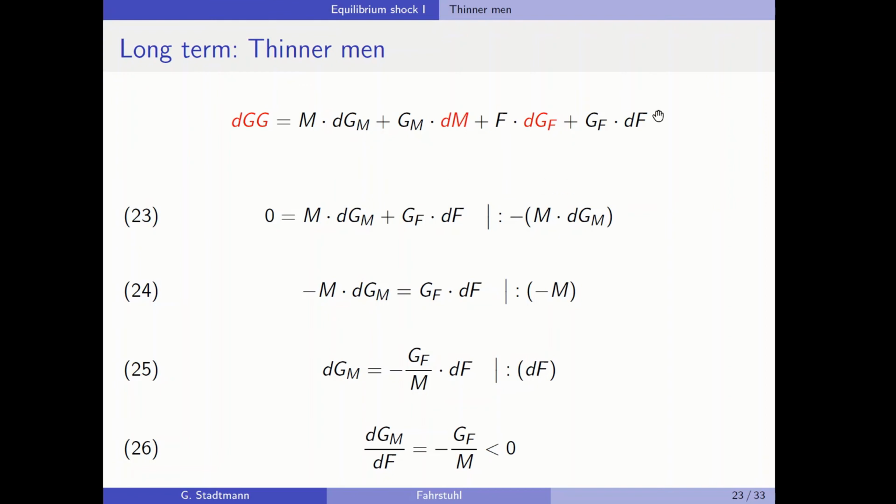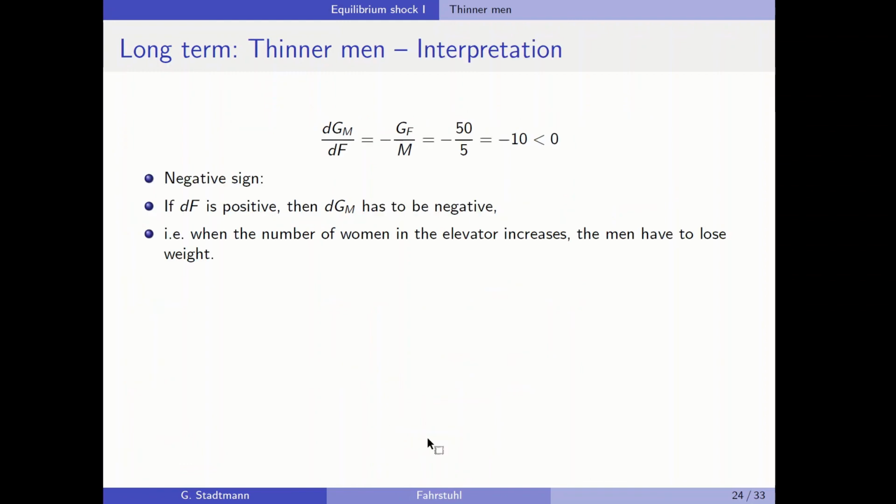This is the adjustment due to the fact that some women are additionally entering the elevator. The red parts are equal to 0, and we have to solve for the relationship dgm/df. So in the first step, we put this term here on the left-hand side, and it pops up with a negative sign. We put minus m on the other hand side of the equation, and in the end, we divide by df. So we get this expression here, which can be interpreted in the following way. The negative sign implies that if df is positive, then dgm has to be negative. Like when the number of women in the elevator increases, then the men have to lose weight.